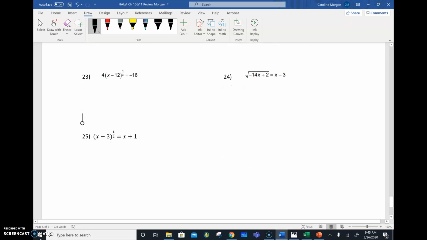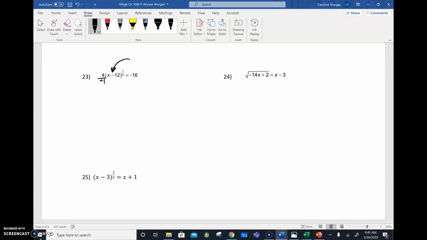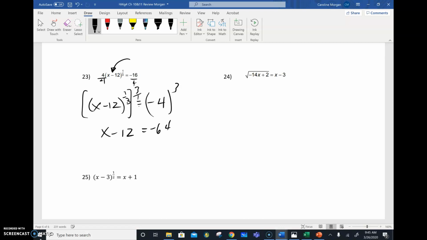Okay, let's come down here. Get this one out of the way. All right, now when we're working with rational exponents, we kind of follow the same process. I need to get this by itself. So I'm going to divide by 4. (x minus 12) to the 1/3 equals -4. Well, I'm going to raise it to the 3rd power, right? I'm cubing, because 1/3 times 3 over 1 is 1. So this is x minus 12 equals -64.